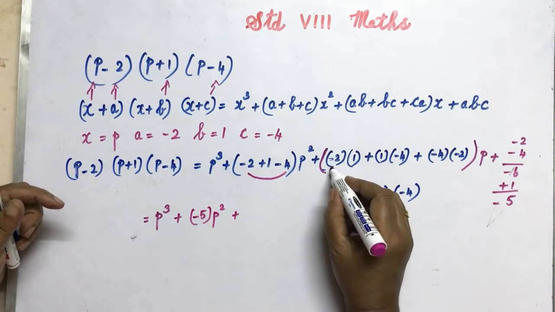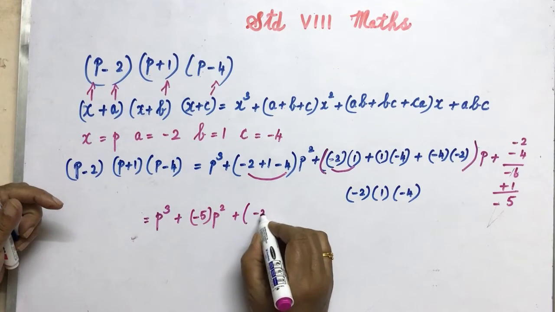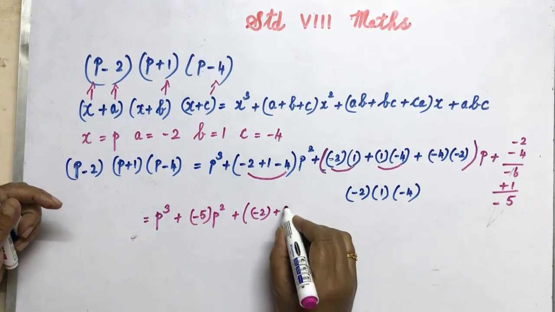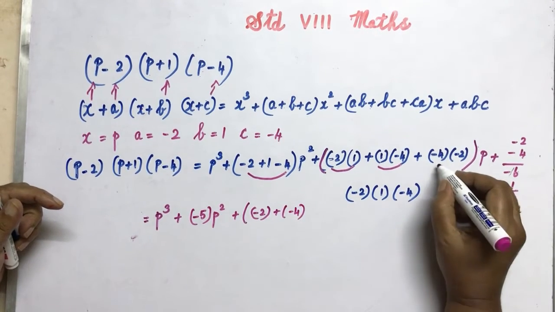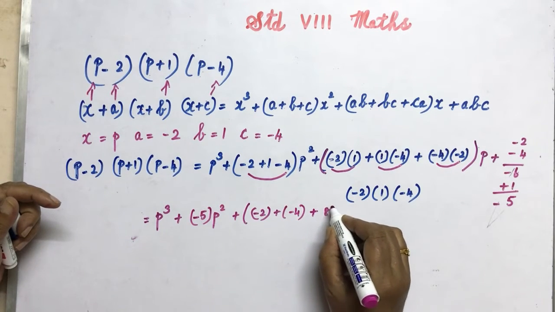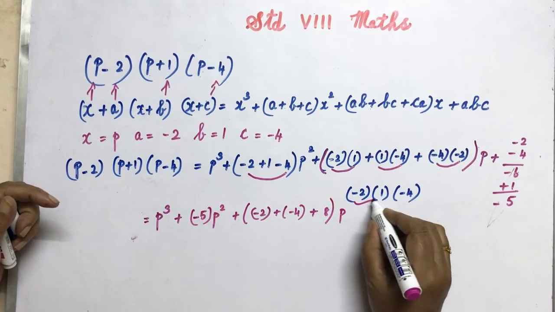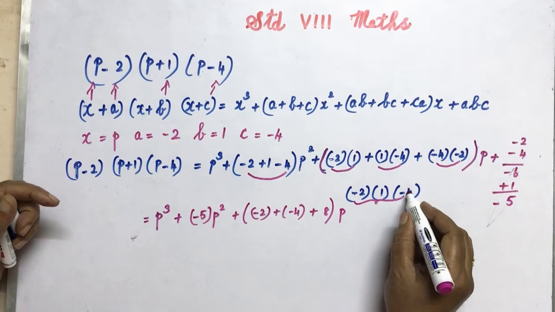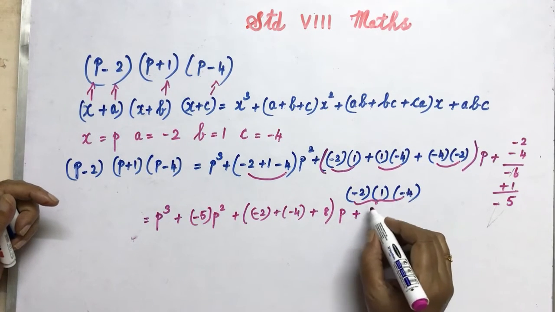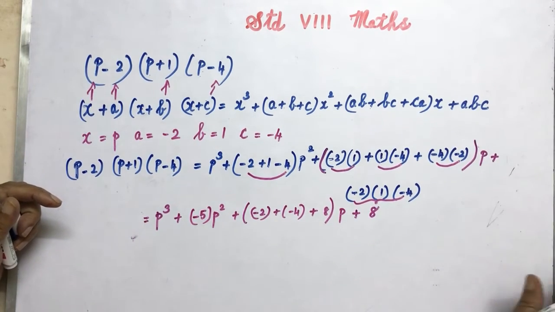Now we should multiply these two. Minus 2 into 1 is minus 2. 1 into minus 4 is minus 4, minus into minus is plus, so plus 8 into p. Now this fully we should multiply: minus into minus is plus, so plus 2 4s are 8, 8 into 1 is 8. Now here we should find out the values for this one.